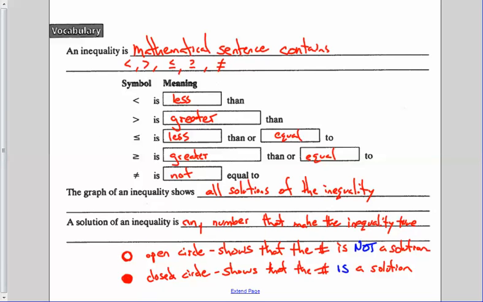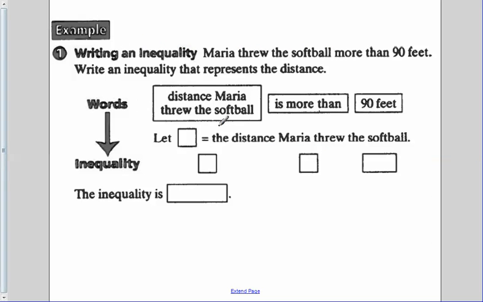So let's first look at an example of just turning a sentence into an inequality. So putting words into an inequality. Maria threw the softball more than 90 feet, right? Write an inequality that represents the distance. So we're going to let D, that's our variable, be the distance that Maria threw the ball, and then is more than. So I want to put D down here, and then the distance that she threw the ball is 90. But how do we say is more than?